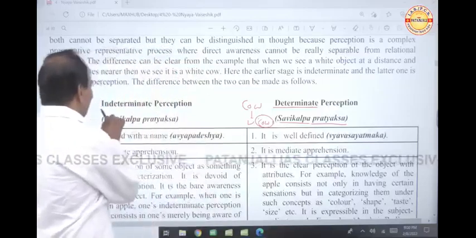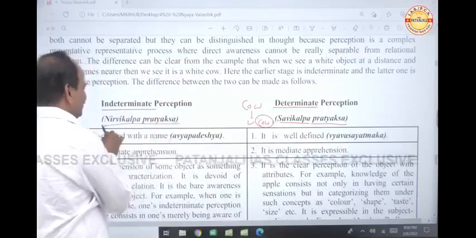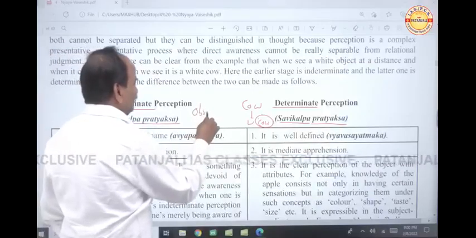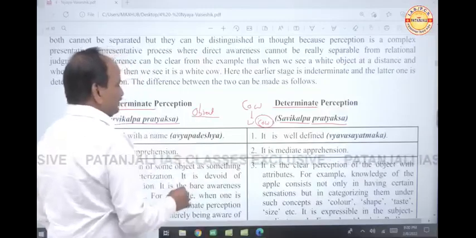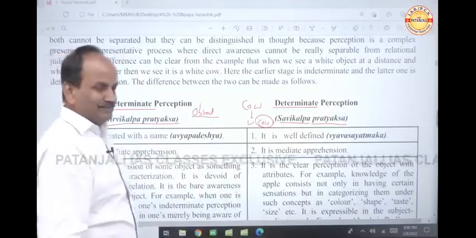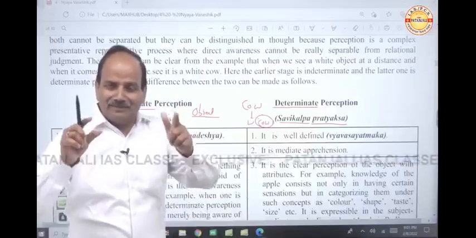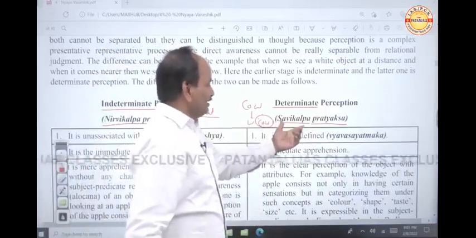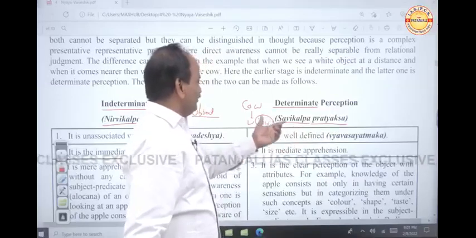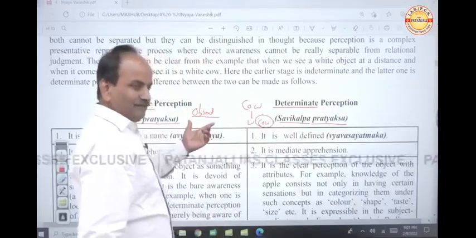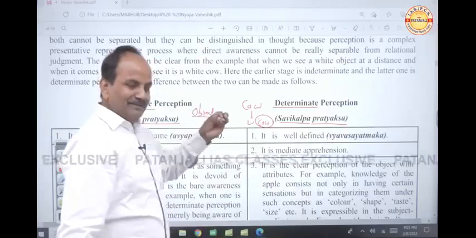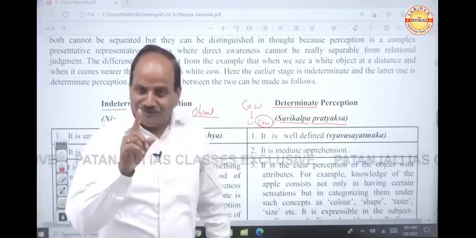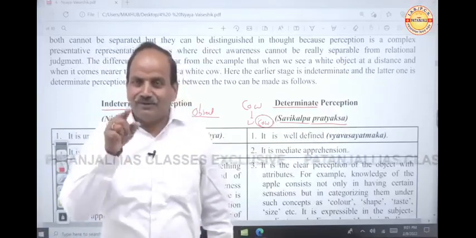Here, first of all, indeterminate perception. This is the first stage of our perception, where we find knowledge of an object devoid of its qualities. We are unable to find what kind of qualities it has. First moment, there is something. Second moment, this is a white cow, savikalpak, well defined now. In the first moment, it is not associated with a name. You are not aware of its name, features, qualities, etc. So, not associated with a name, it's the first stage of our perception.